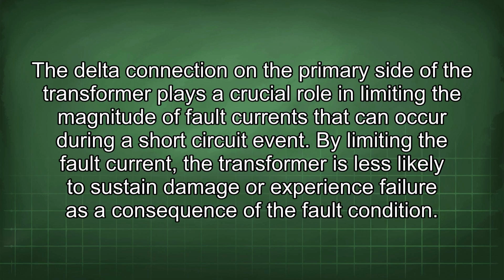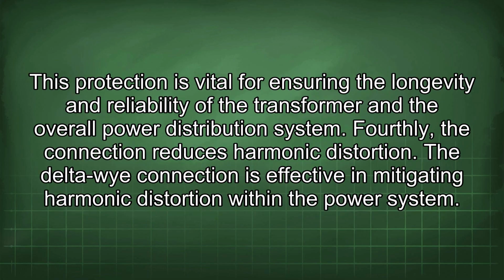The delta connection on the primary side of the transformer plays a crucial role in limiting the magnitude of fault currents that can occur during a short circuit event. By limiting the fault current, the transformer is less likely to sustain damage or experience failure as a consequence of the fault condition. This protection is vital for ensuring the longevity and reliability of the transformer and the overall power distribution system. Fourthly, the connection reduces harmonic distortion.